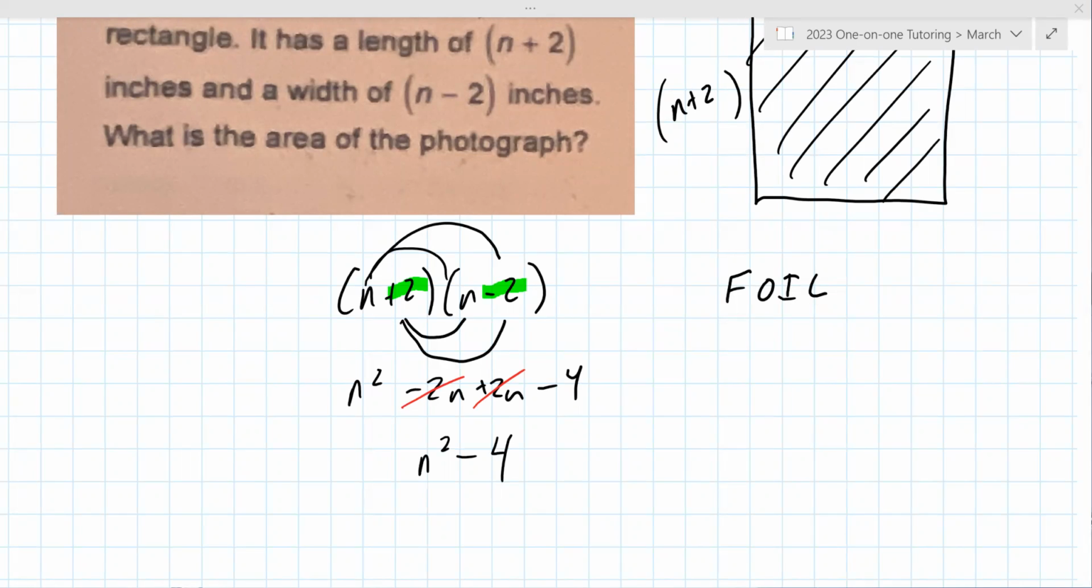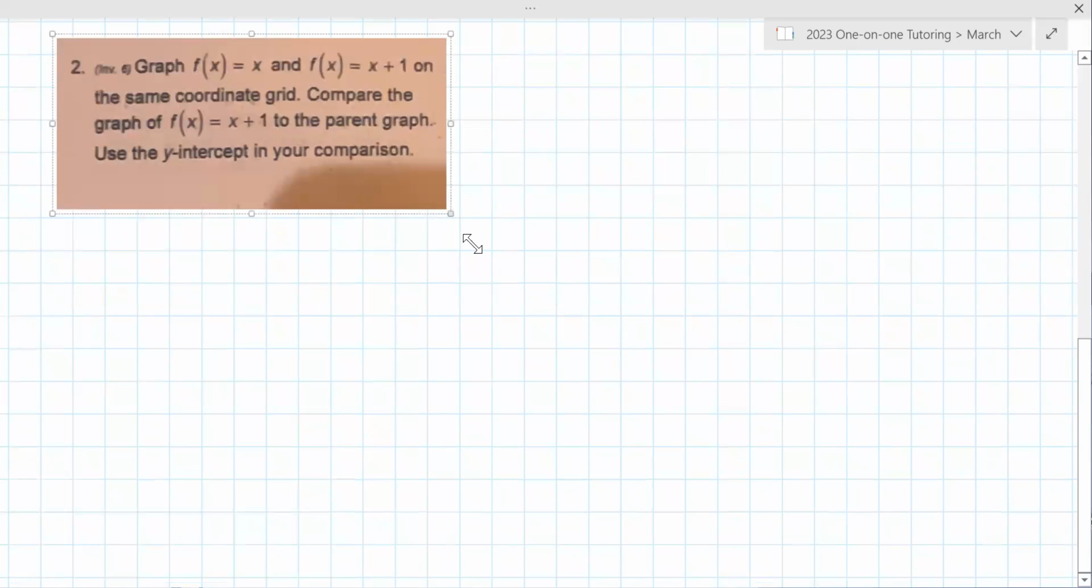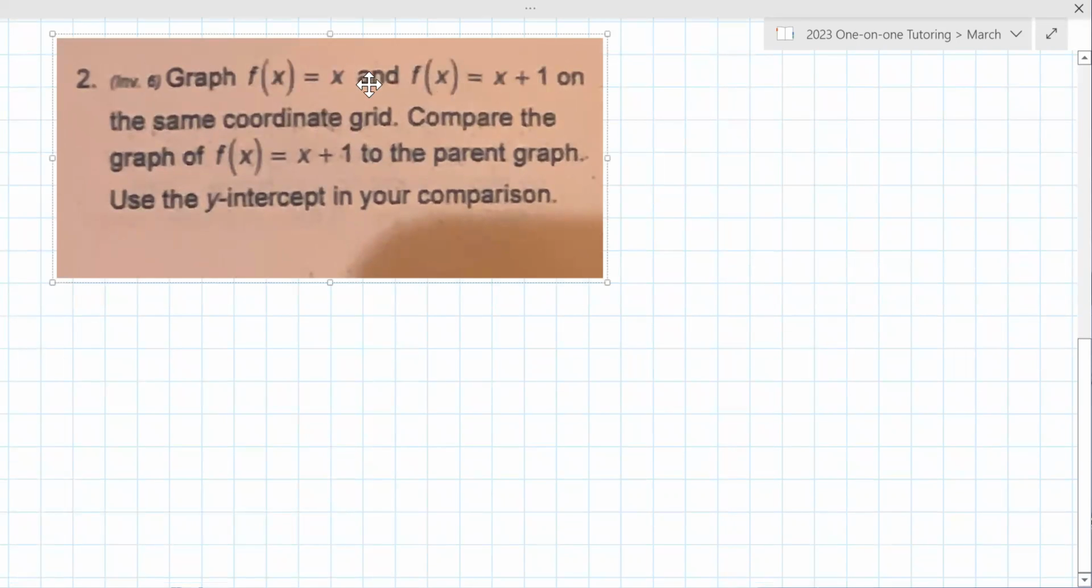All right, on to number 2. Here we go. Graph f of x equals x and f of x equals x plus 1 on the same coordinate grid. Compare the graph of f of x equals x plus 1 to the parent graph. Use the y-intercept in your comparison. All right, first thing here is that when it says f of x equals x, you can really think of this as y equals x.